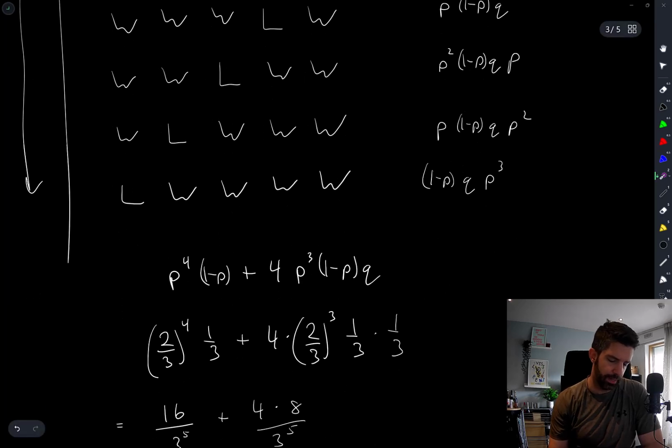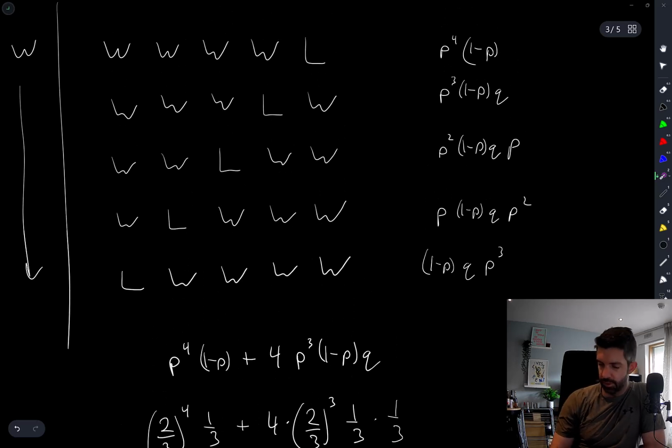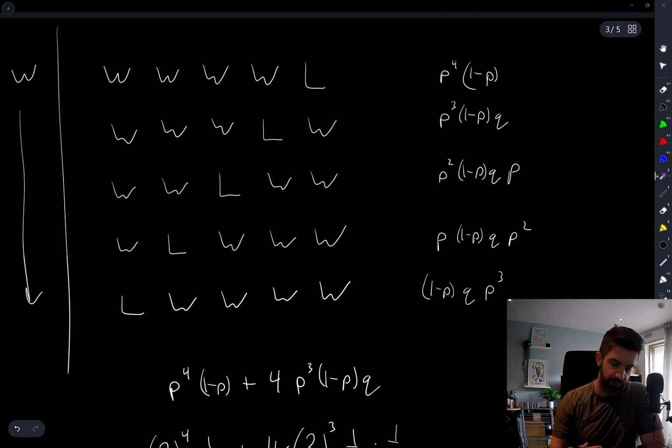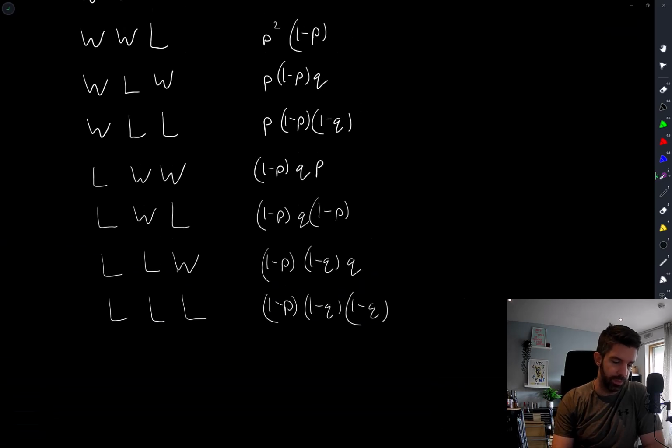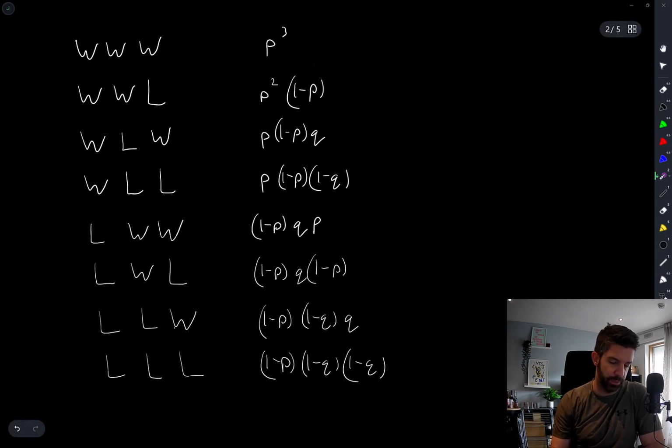There's definitely something about a way of writing this as a binomial expansion thing or something like that. But when you have events that are not independent from one another, things can be a little strange. But anyway, this is a cool problem.